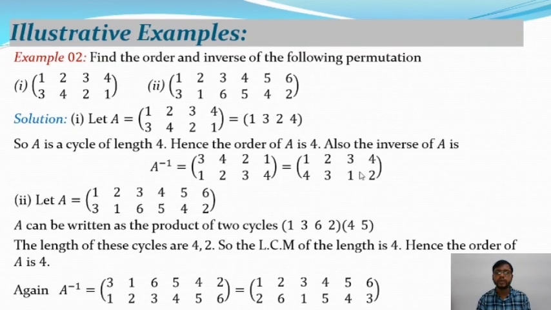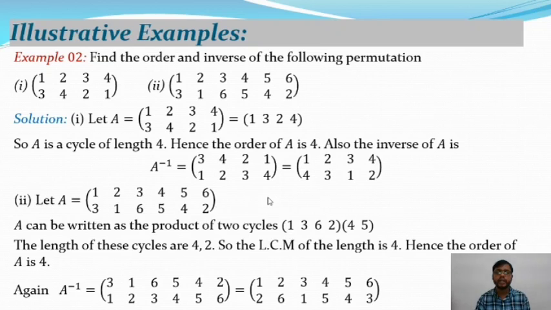Okay, and this is actually the inverse of the permutation. As well as from the second permutation, we get the inverse and the order of the permutation. Okay, let A be a permutation of degree 6, that means 1 goes to 3, 2 goes to 1, 3 goes to 6, 4 goes to 5, 5 goes to 4, and 6 goes to 2.